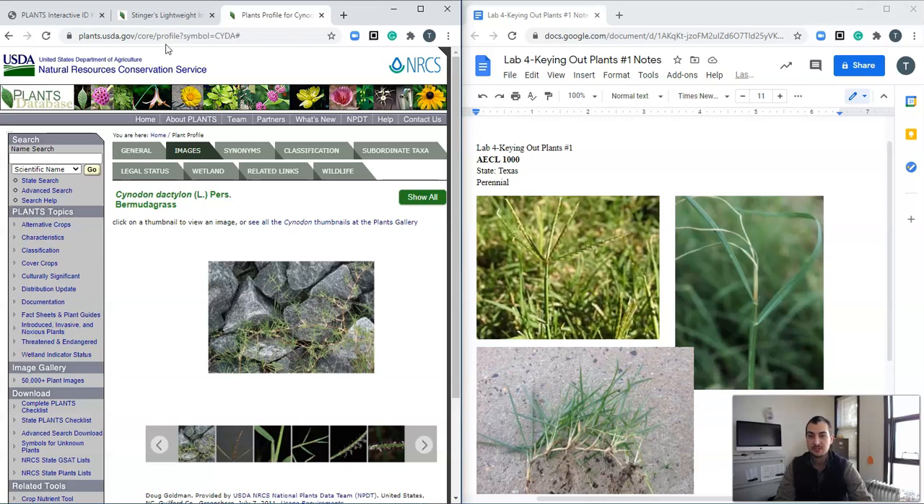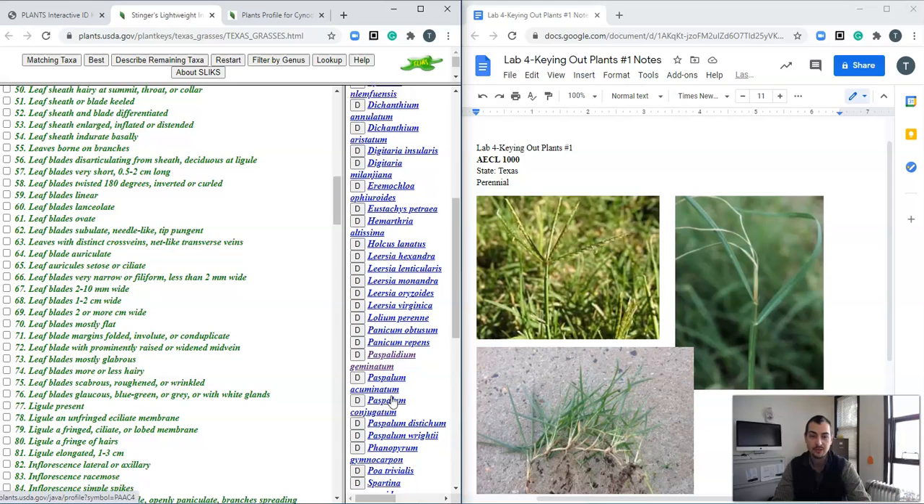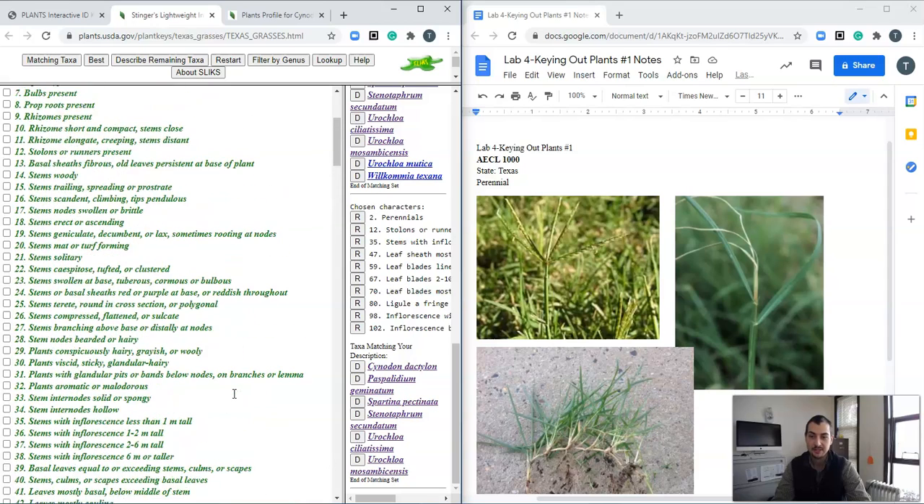So essentially, that is going to be the ideal way that you're going to work this. Start identifying some of those characteristics that you know are present. Click on this matching taxa, and if we have a long list like we do here, then keep identifying 2 or 3 more matching taxa until we get to a very short list.